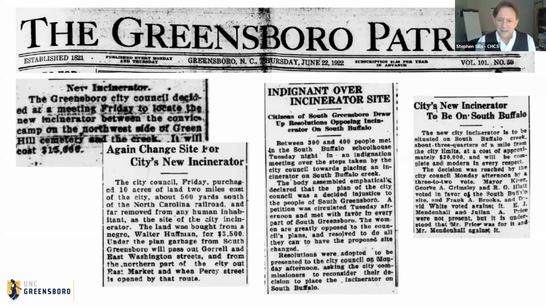You can see that there was resistance. Indignant over incinerator site, citizens of South Greensboro draw up a resolution opposing the incinerator on the South Buffalo Creek. Nonetheless, the city was able to purchase this land and establish an incinerator for wastes from the white parts, the west and north parts of Greensboro, to be trucked out East Market, burned, and then dumped in this lot just south of what was an African-American cemetery and what was at that time a small community of African-Americans.